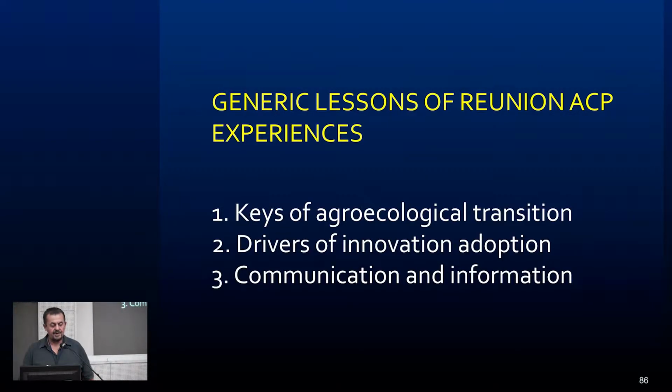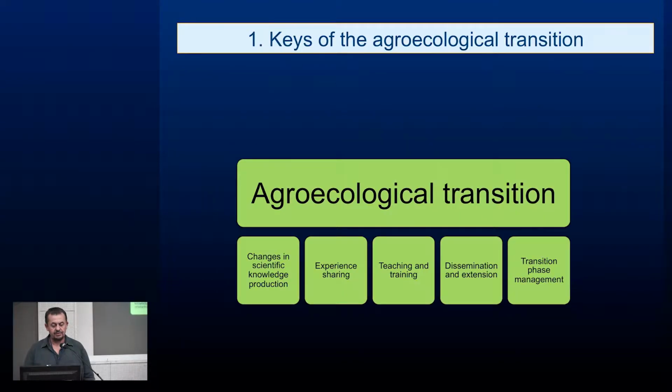Three points, three parts. The first one is devoted to the case of agroecological transition. Imagine that it's not about pushing a button and having an immediate result, but it needs time. There is a period to shift from agrochemistry to agroecology. We don't know what the duration is, and we have some cases for that.